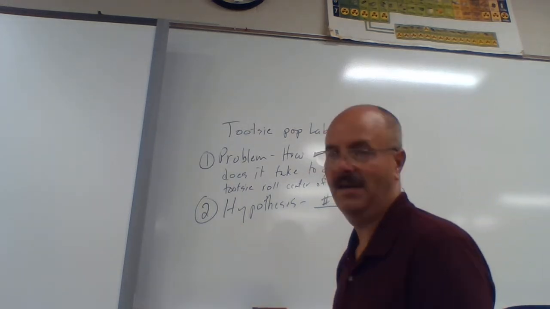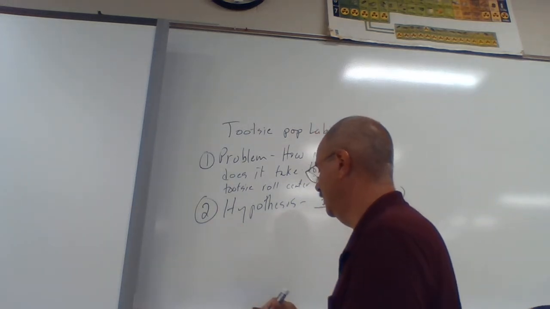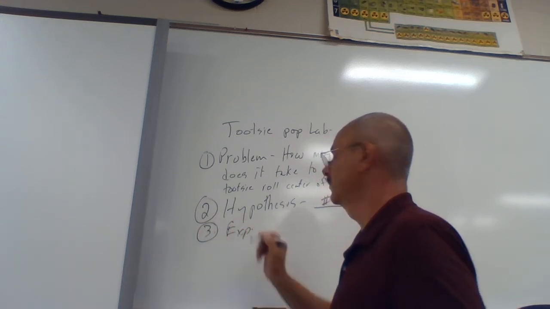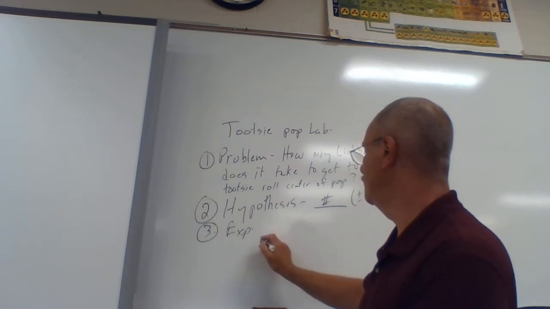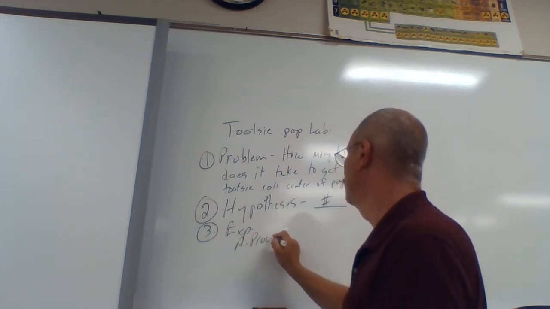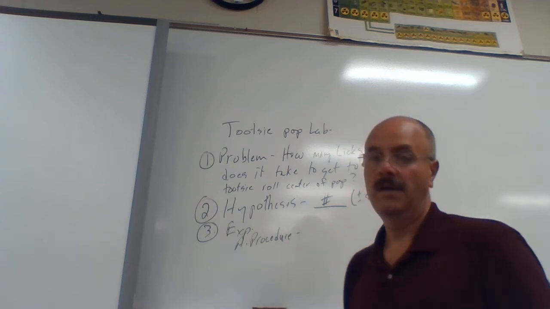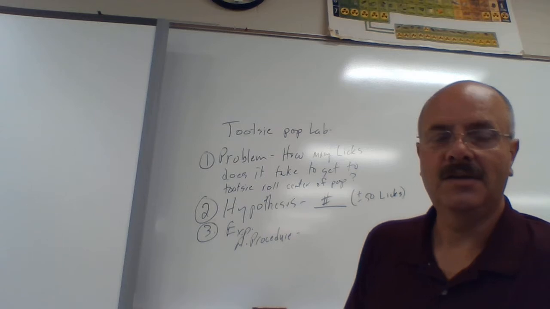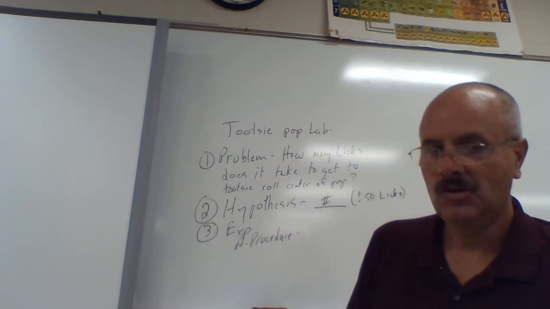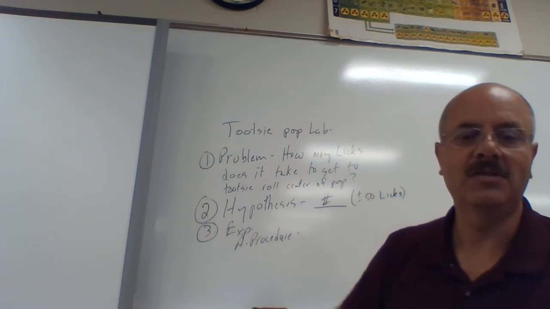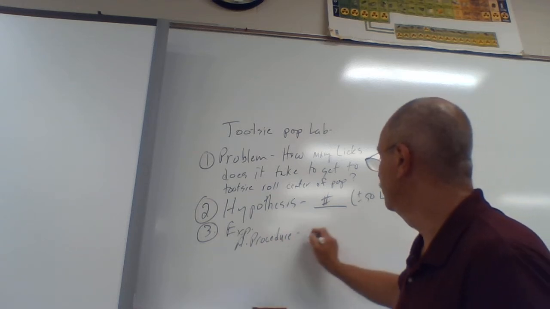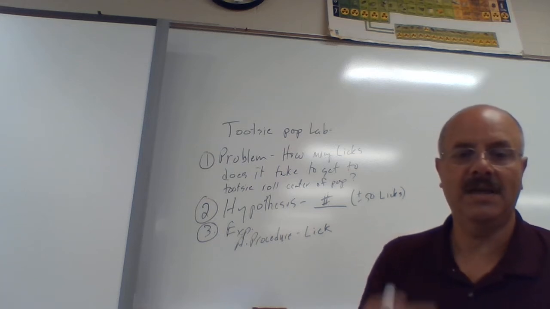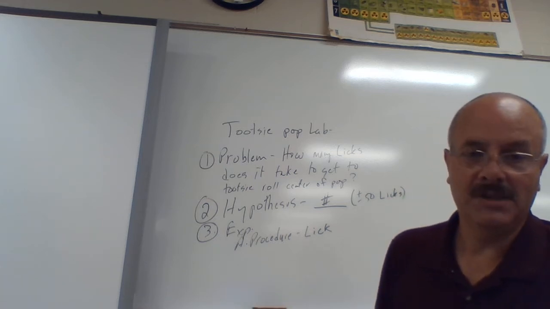So the next step is number 3, and that's the experiment. In doing the experiment, we have to have a procedure as the first part. In doing this procedure, we have to agree on what would be correct. Well, one thing is you've got to lick the Tootsie Pop. So that means you've got to lick it like this. You can't put it in your mouth and pull it out. That wouldn't be classified as a lick.